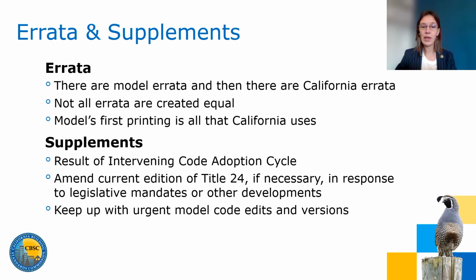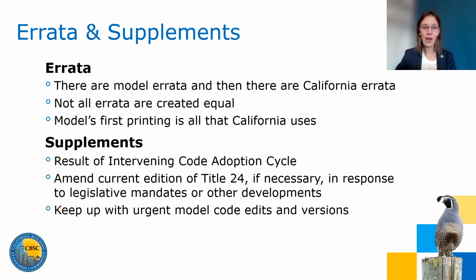CBSC occasionally may issue an information bulletin to inform the regulated community about an error in the model code that California cannot adopt at that time due to California rulemaking process requirements. CBSC can then administer the rulemaking process to enact the regulatory update during the intervening code cycle that results in supplements to the current edition. The supplements are published on January 1st and become effective on July 1st, 18 months after current edition of the Title 24 becomes effective.